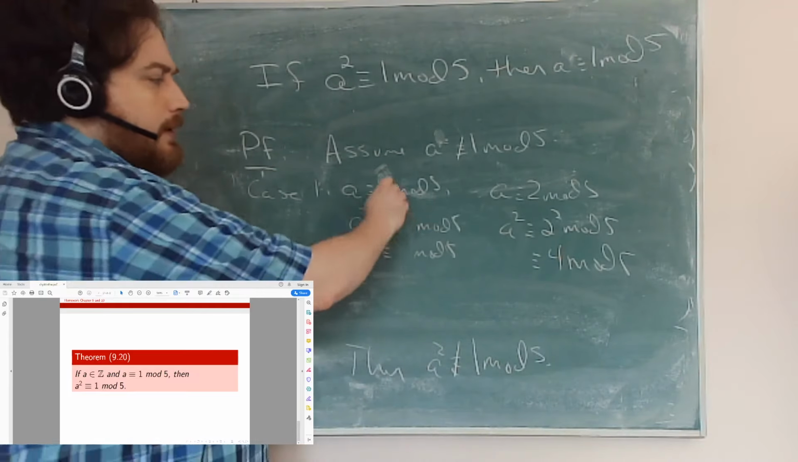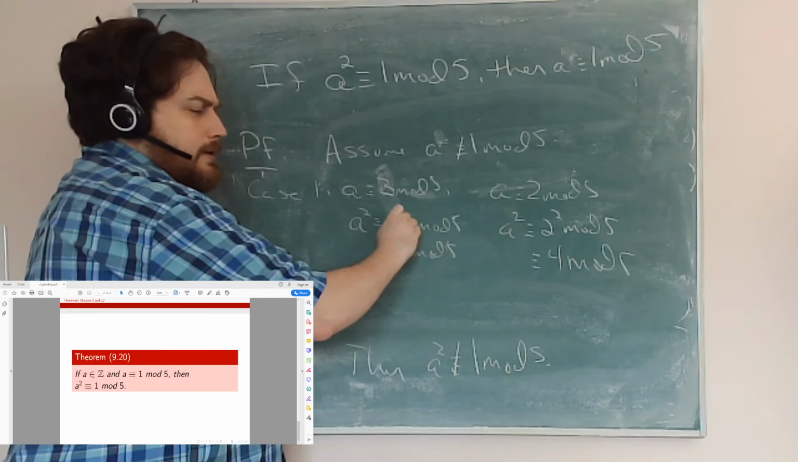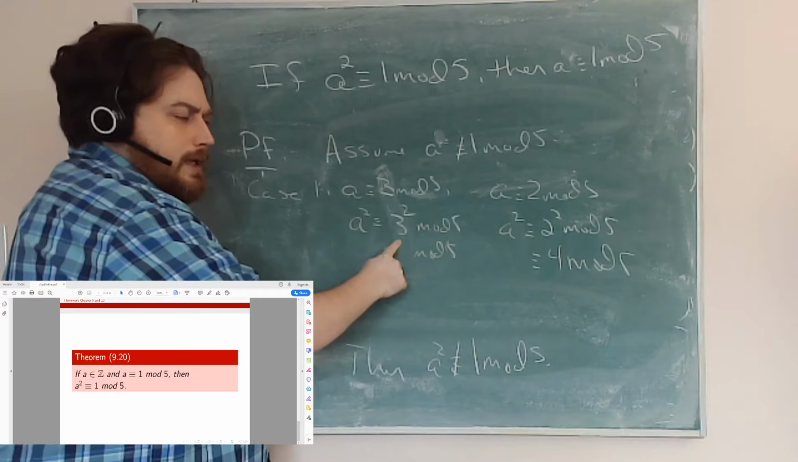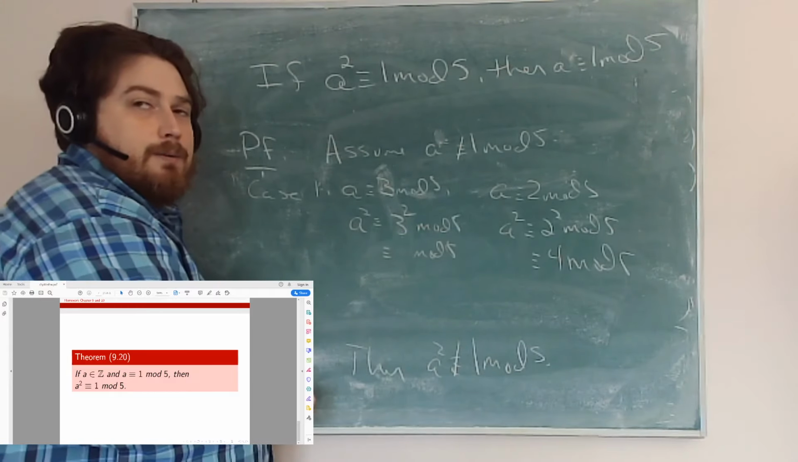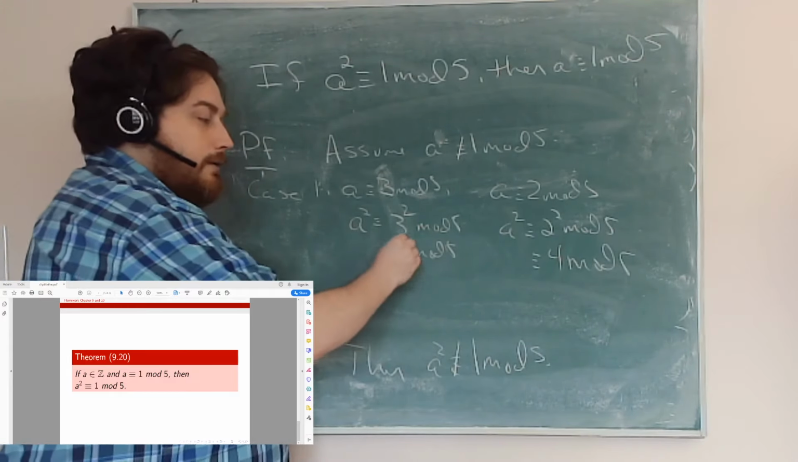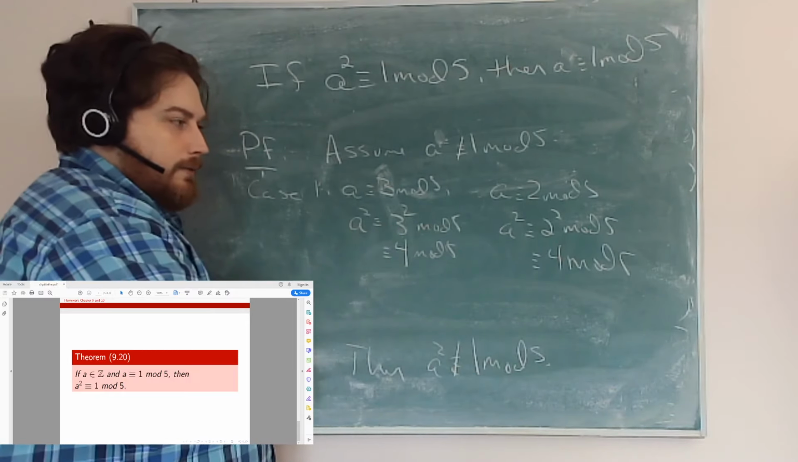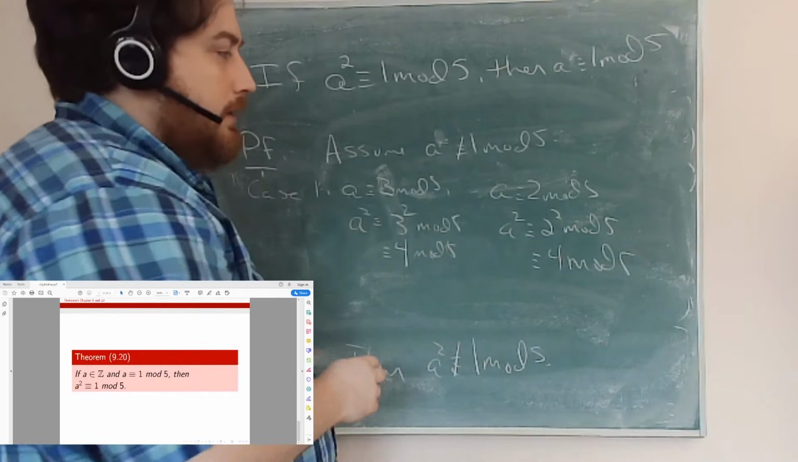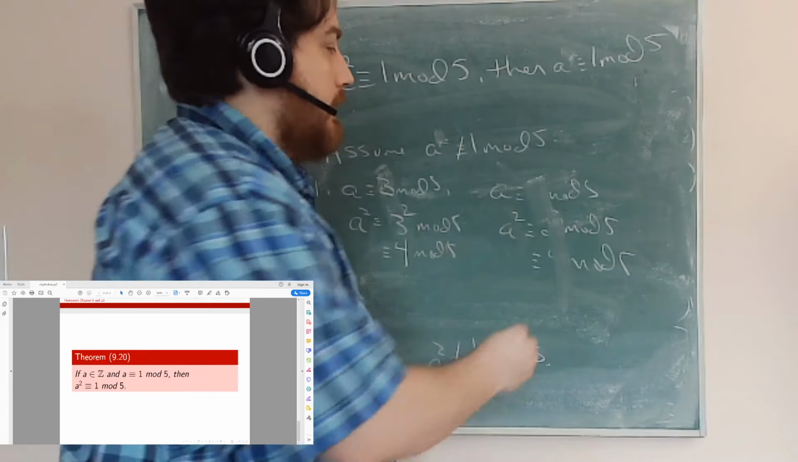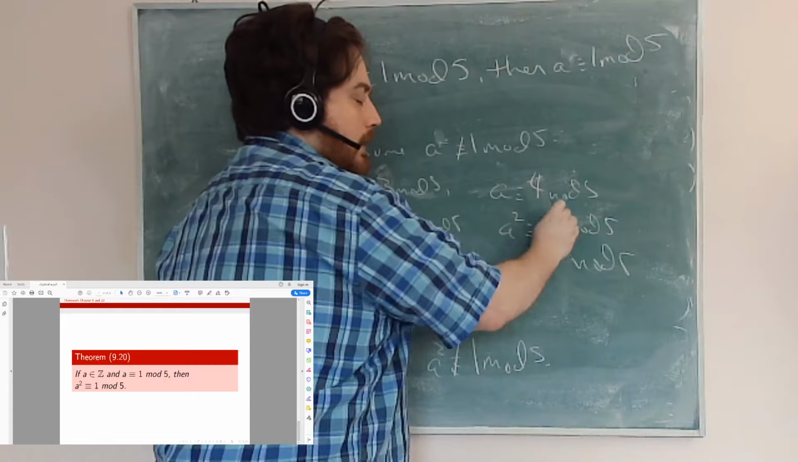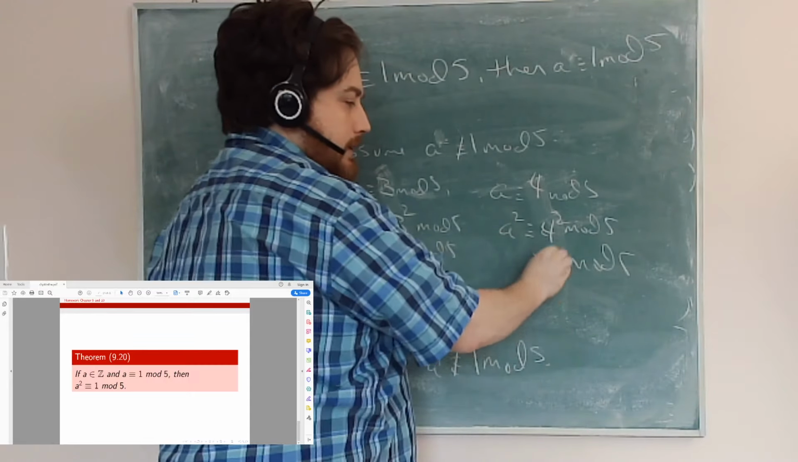What am I up to? It is 3. If I have 3, then A squared is 3 squared. 3 squared is 9. But if I divide by 5 and take the remainder, the remainder of 9 is just 4. So then 3 squared is congruent to 4, which is still not 1. The last one I have to check is 4. So if I'm 4, I get 4 squared, which is 16.